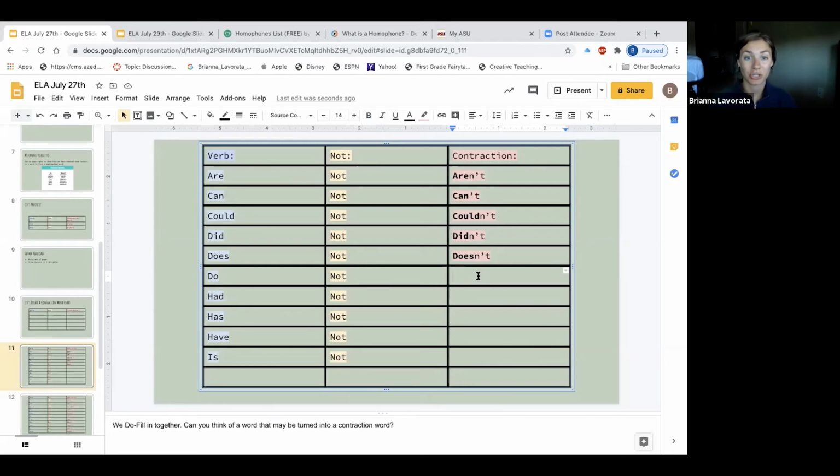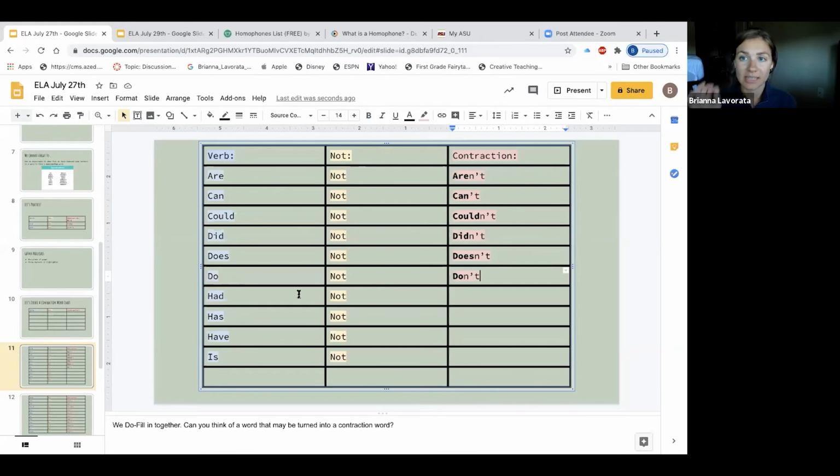Now we have the word do, right? So I'm going to write my word do. I'm going to bold that because we're keeping the verb the same. However, we need to add the word not. Do not. I do not like eggs and bacon in the morning, right? I don't, N apostrophe T, I don't like eggs and bacon in the morning. I really do though. So now we have the word had right here and not.